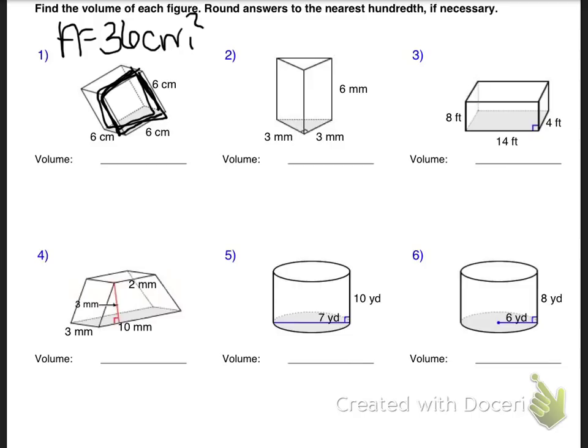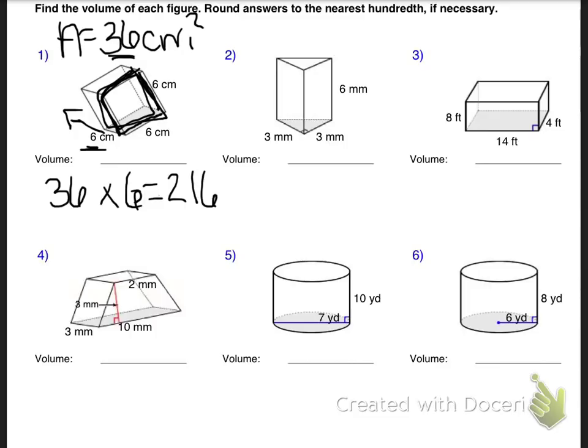Then we're going to take that same area, 36, and multiply it by how deep it goes. So we're going to take 36 times 6 to get our total volume. And when we do 36 times 6, we get a volume of 216. Now we need a label.